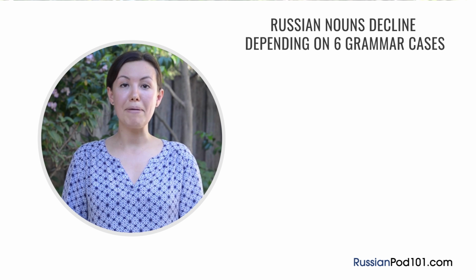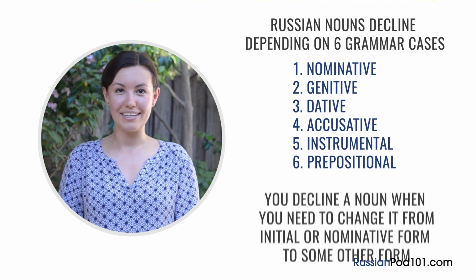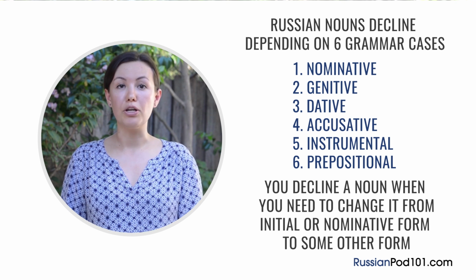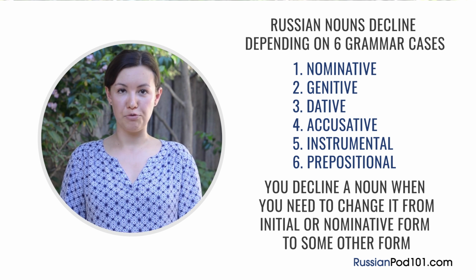Let's see how Russian nouns can be changed. Russian nouns decline depending on 6 grammar cases. You decline a noun when you need to change it from its initial or nominative form to some other form.